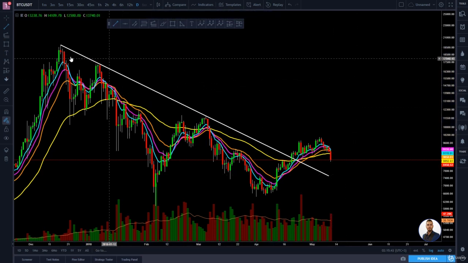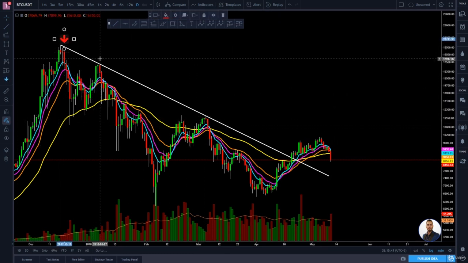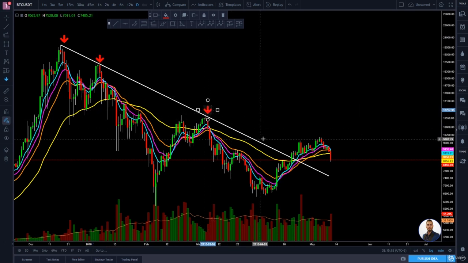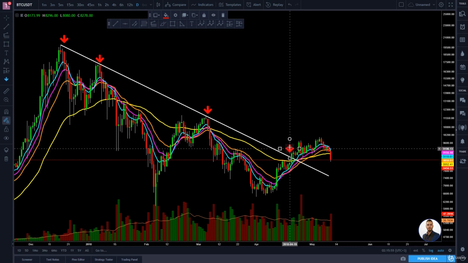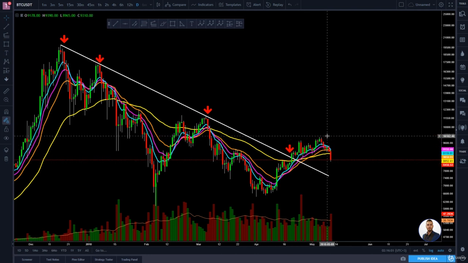As you can see, we have at least 3 connections on this trend line. Here is the first connection. Here is the second connection. Here you can see we have our third connection. And on our fourth connection, we managed successfully to break out of this strong resistance right here.